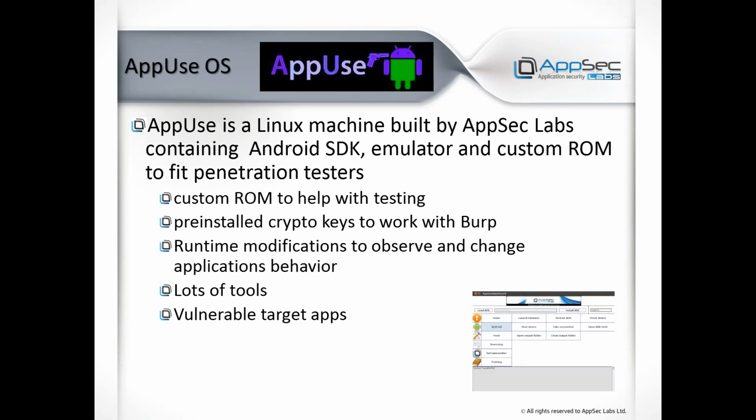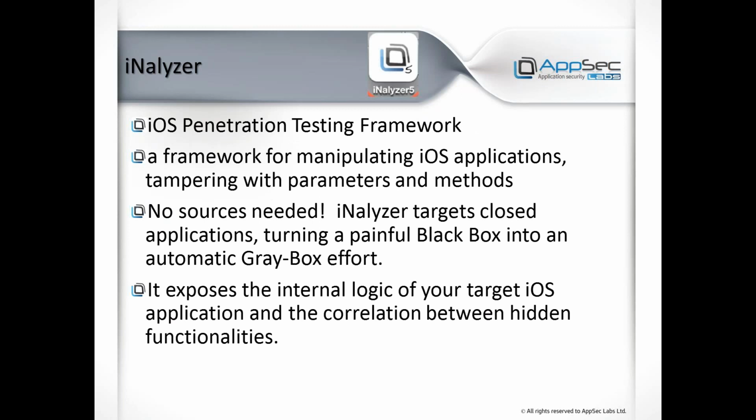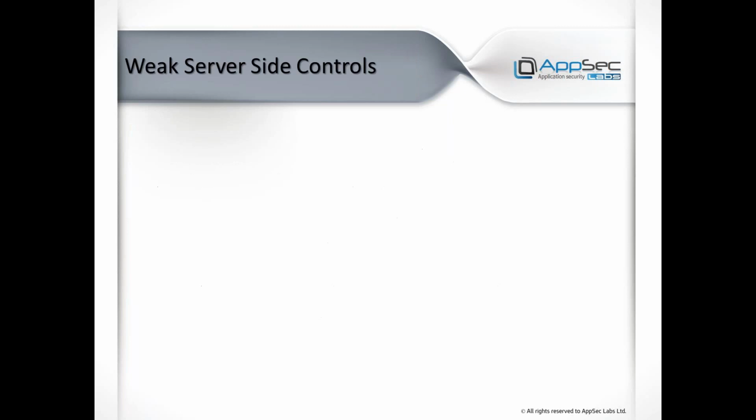So there are two tools that we developed for that. One is called AppUse for pen testing Android apps. It is a tool developed by AppSec. And another tool called Analyzer. Both of those tools will allow you to pen test mobile apps. I will provide the links for them later on the slides. So just be aware that there are tools that we developed that will allow you to better pen test your apps. So let's start with number one.